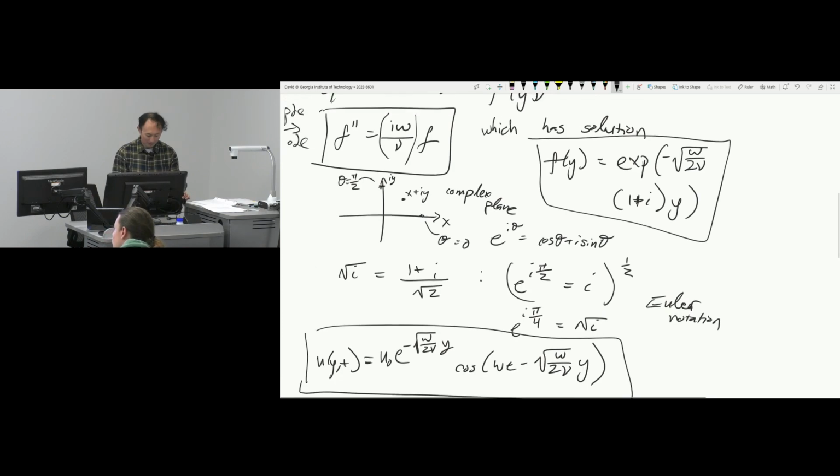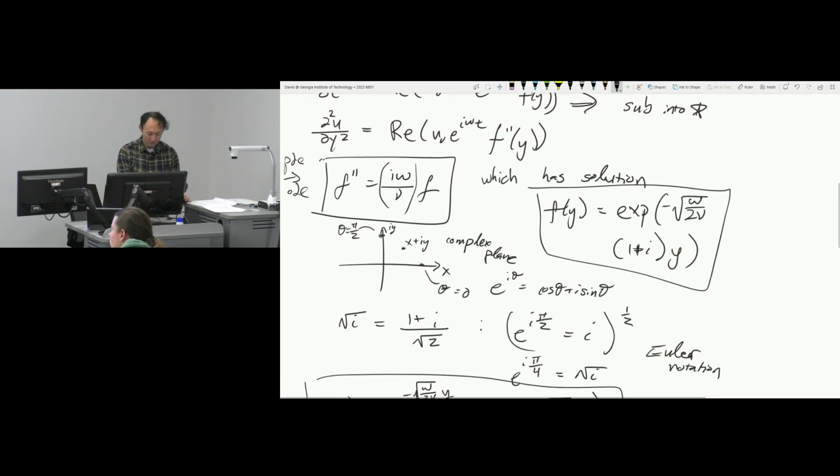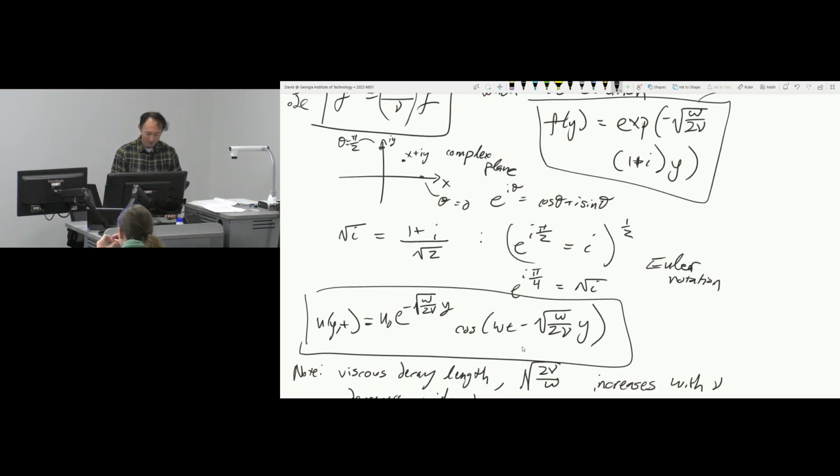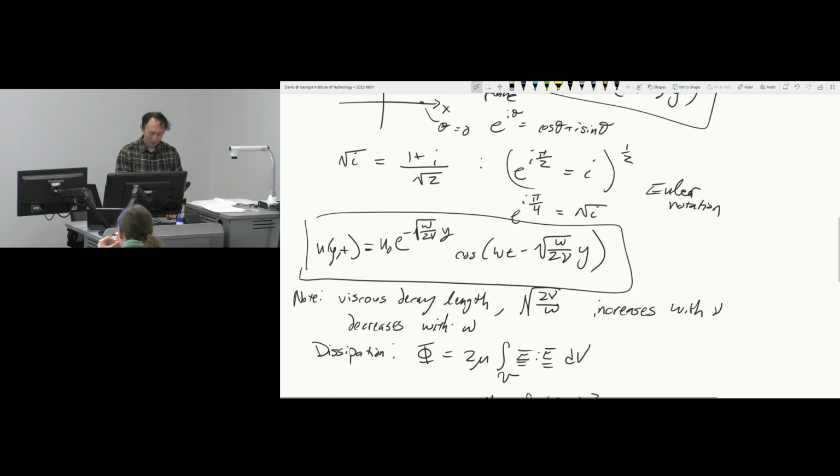Now that we have our solution set, it looks like this, and then we substitute back in. We just solved for what the exponential should be. This is just a constant, the square root of omega over nu. And we basically substitute back in, and we got this. And we took the real part, so we don't have to deal with the imaginary part anymore. And so you have something that decays with distance.